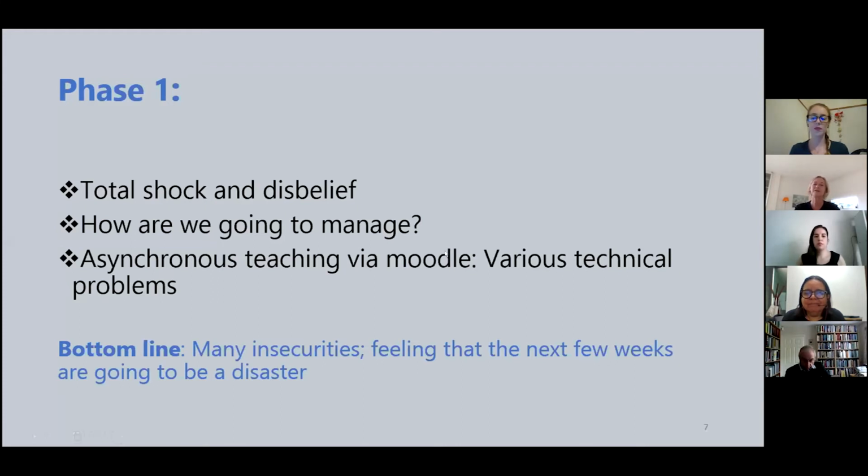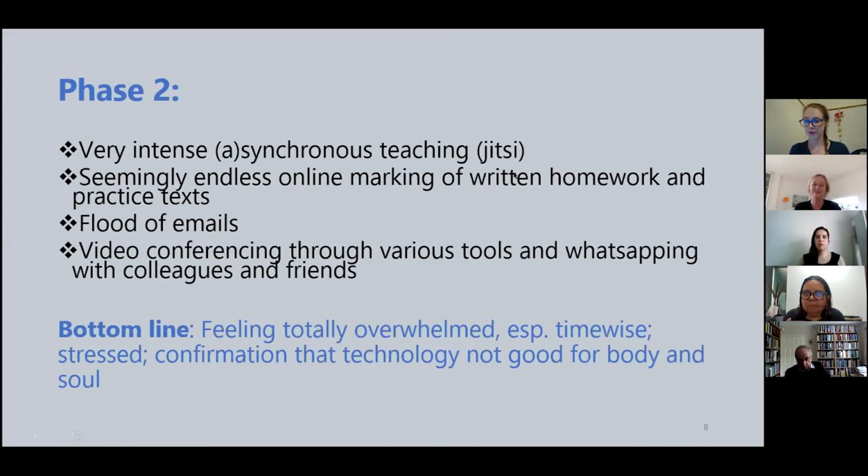But when I started teaching via Jitsi, that was the beginning of phase 2. Actually, what followed were a few months of very intense synchronous teaching. I set my students lots of written homework tasks, and they sent me lots of texts. And my problem was actually that I asked all the students in all my 10 courses to send me every text via email. So you can imagine that I simply couldn't catch up with my emails.